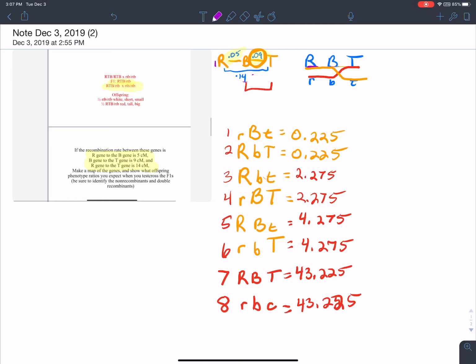So this one's going to be, let's see, I don't know what, white. So r r is white. Little t equals short. And little b equals small. And those are versus the wild types, which are red, tall, and big. Wild type.